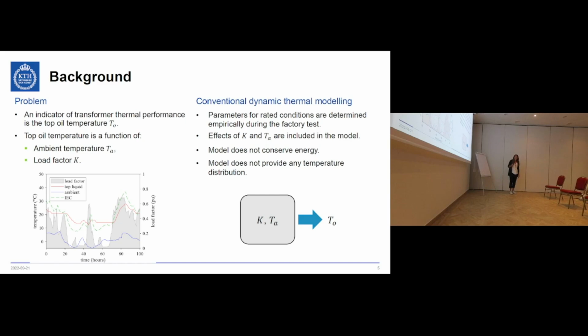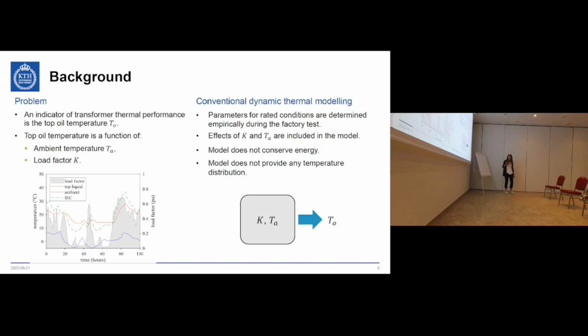And this gray area is the load factor. We can see that this green dotted line is the IEC standard model, which we are not really interested in now. Basically, it is one of the models that use the load factor and ambient temperature information to predict the top oil temperature. We can see that it captures the behavior, like when the top oil temperature goes down and up, but there are still quite big errors, so we want to improve this.